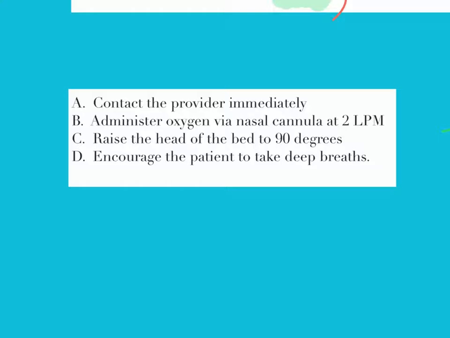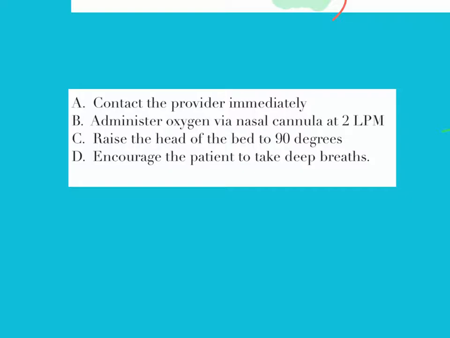Okay, let's look at choice B. Administer oxygen via nasal cannula at 2 liters per minute. Okay, so in an emergency, this is within your scope of practice, but is this your first intervention? Think critically here. Oxygen's like a medication. It can have side effects and adverse effects. You still might have to use it, but is there something you could do first that involves less risk to the patient and maybe helps even that oxygen work better if you need it?